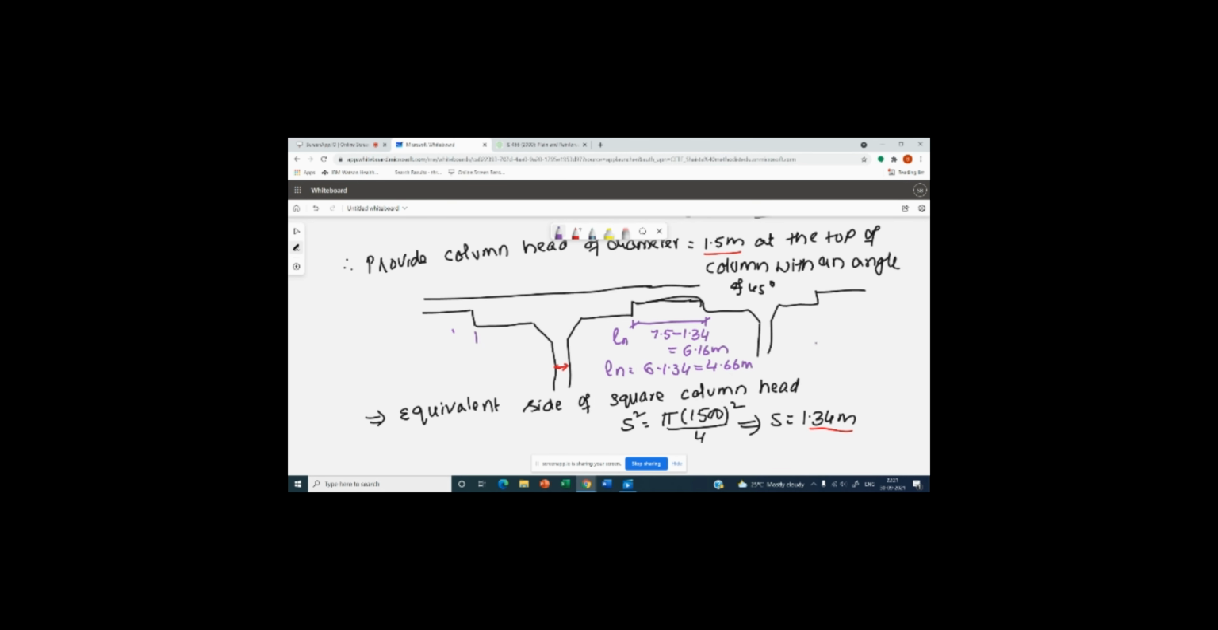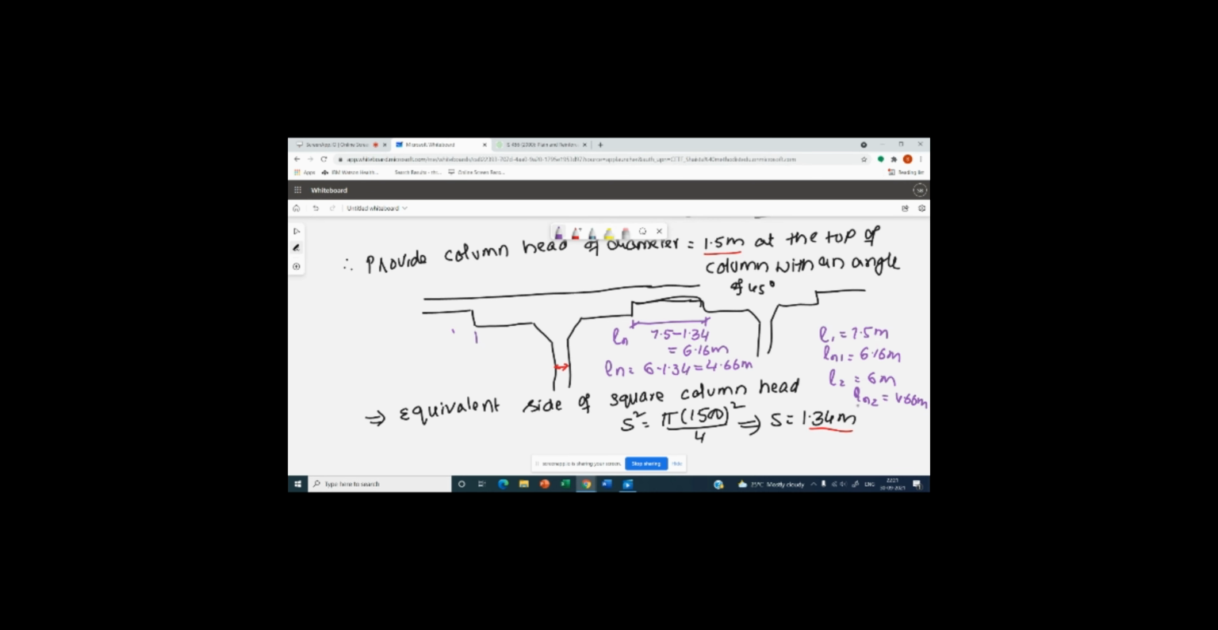Suppose your L1 is 7.5 meters, then ln1 is 6.16 meters, and your L2 is 6 meters, then the clear span in that direction, ln2, is 4.66 meters. So this is how we have calculated the clear spans.